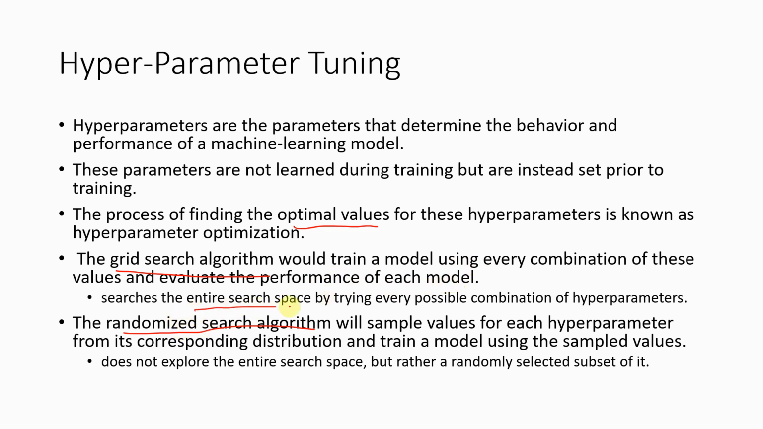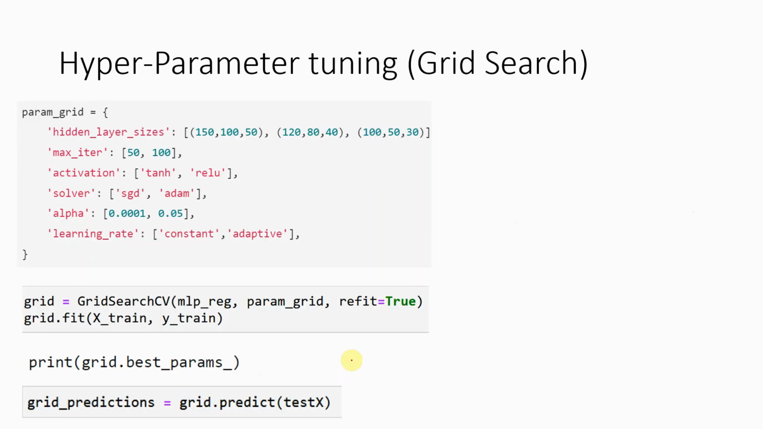So it will search all combinations of the hyperparameters and try to find out which combination is the best. But in randomized search, we take some sample values of each hyperparameter and train the model with the sample values. So it will not explore the entire search space, but only a selected subset. So it reduces the time when compared with the grid search algorithm.